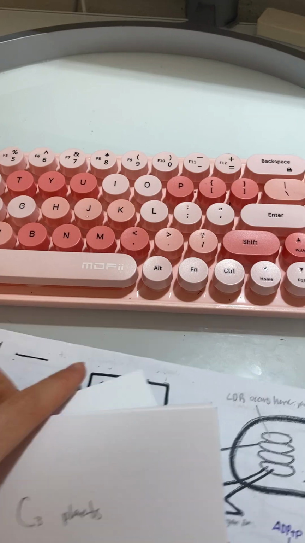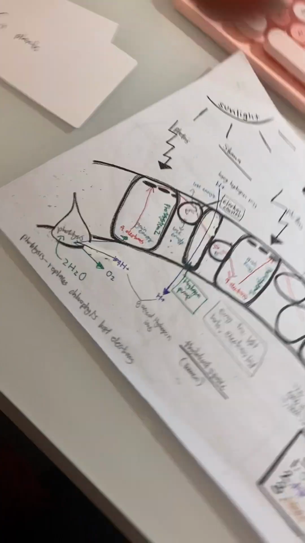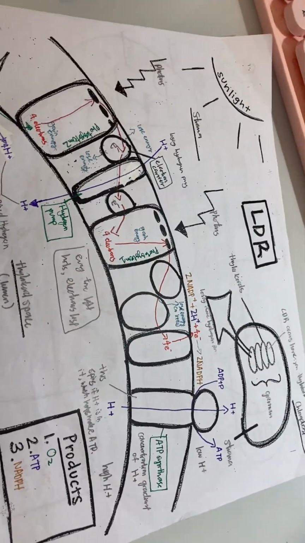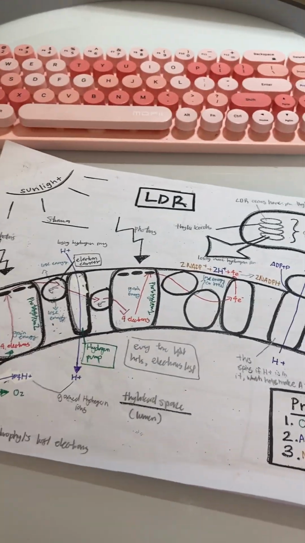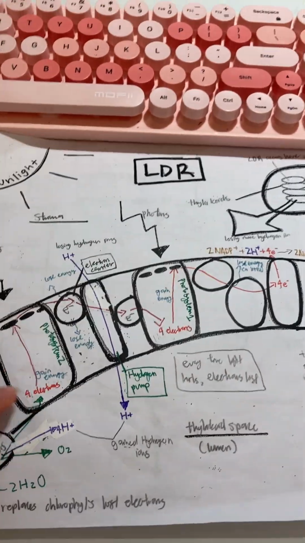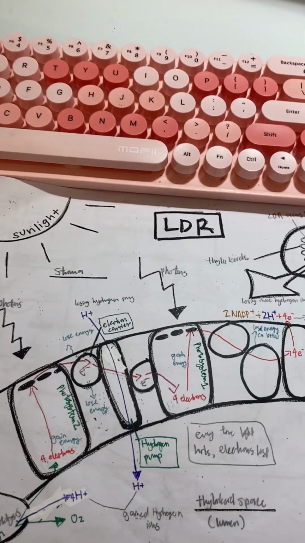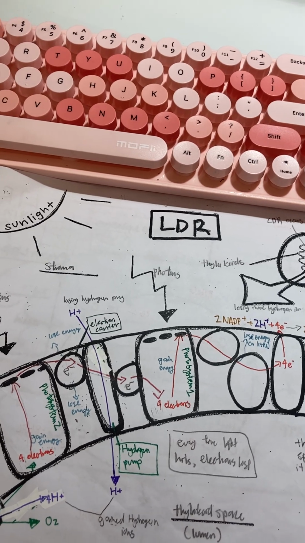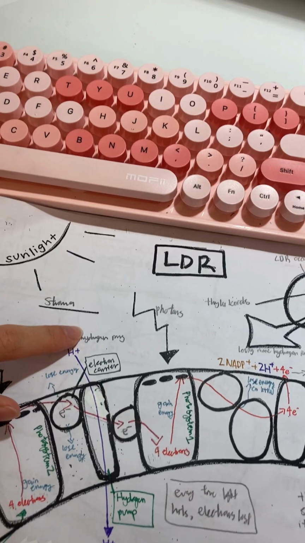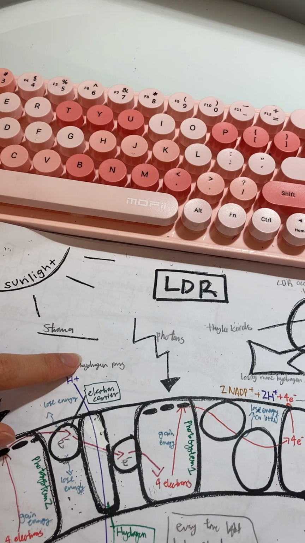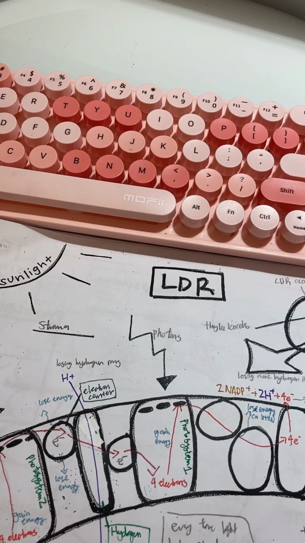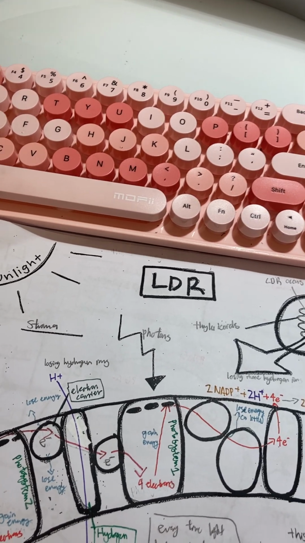Okay, so let's start covering the LDR and the LIR. The LDR is also called the light dependent reaction because it depends on the light from the sun. And technically, the light independent reaction also depends on light from the sun, but just not directly.